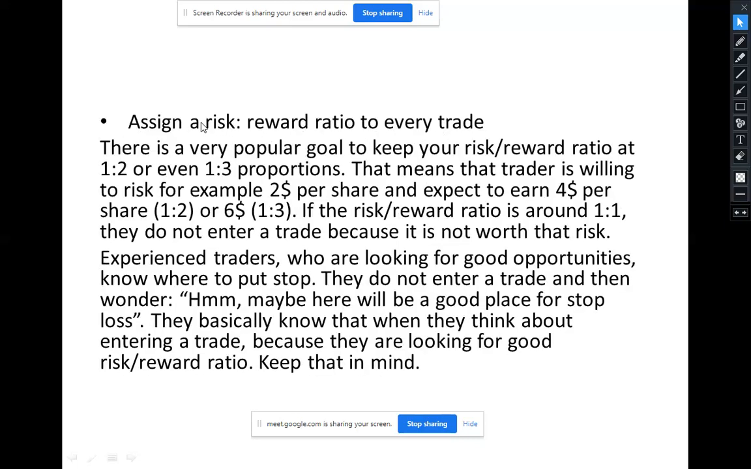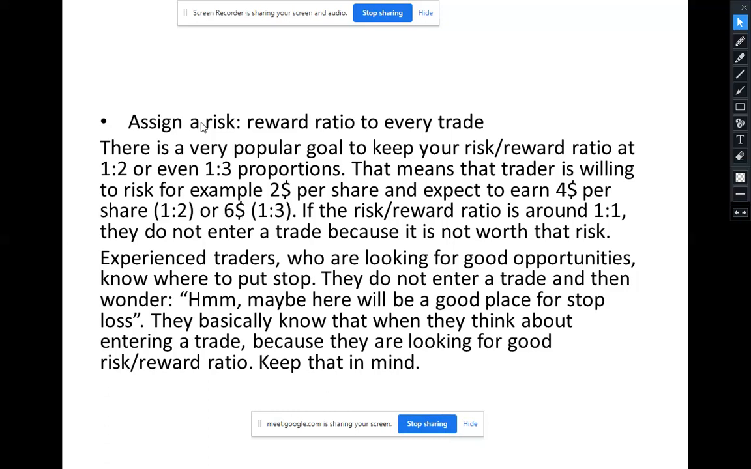So then next one is assign a risk reward ratio to every trade. There's a very popular goal to keep your risk reward ratio at 1:2 or 1:3 proportion. The best risk reward ratio you should use is 1:2. You risk 1% to gain 2%. Okay. If you are using 1:3, you risk 1% to gain 3%.